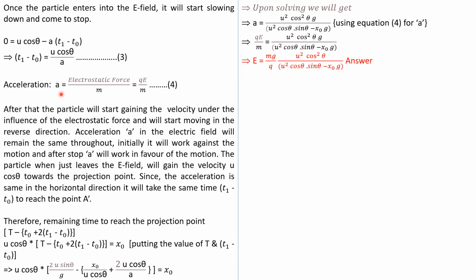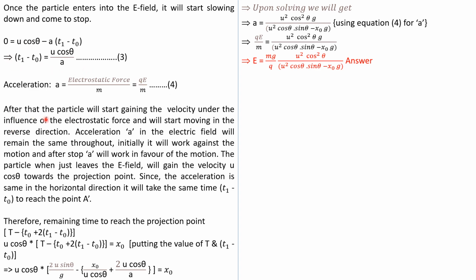Now we know the force. Force is electrostatic force in the horizontal direction. That will be equal to the charge on the particle into the electric field intensity, that is E, divided by its mass. So we will get the acceleration. This we say as equation 4. This we will later use in equation 3 to get T1 minus T naught.